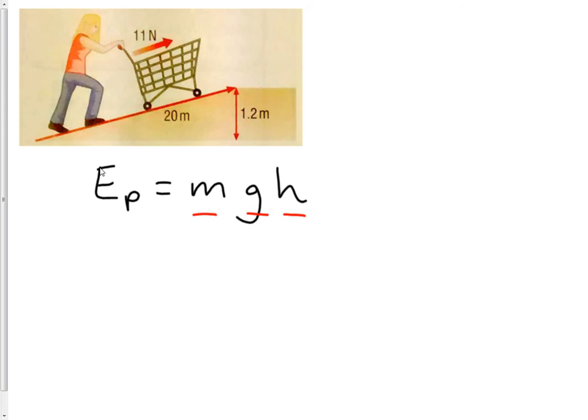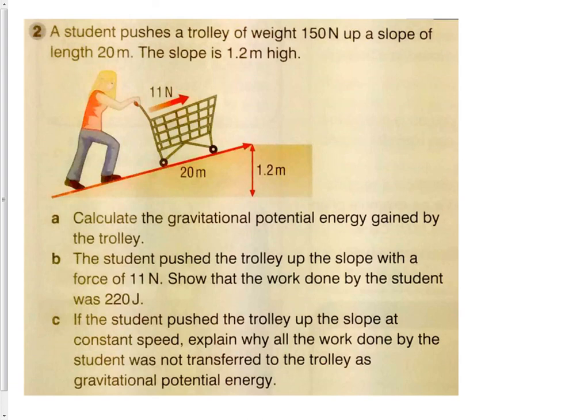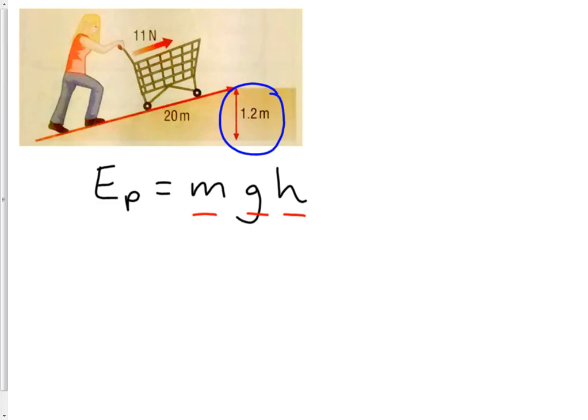Firstly, I'm going to identify the height, the change in height, because I can see it right in front of me. So the change in height is always the change in vertical height, which is 1.2 meters in this case. So that's what we're going to put in there. However, they haven't told us g, and they always tell you g if you need to know it. And have they told us m, the mass? Well, no, they haven't, because mass is measured in kilograms. They've actually told us the weight in newtons, which is 150 newtons.